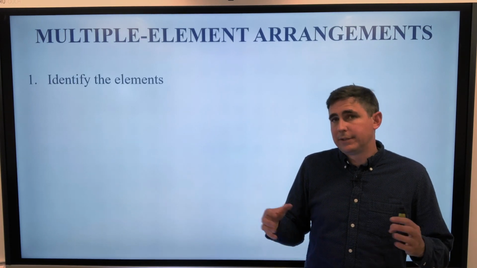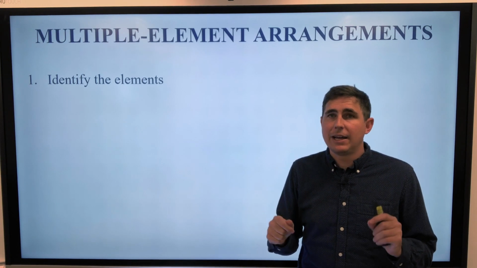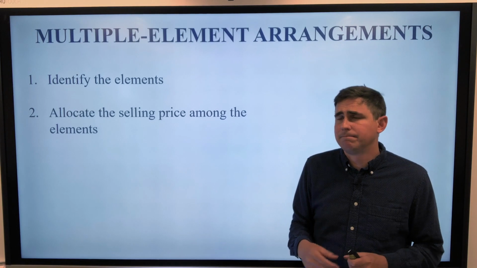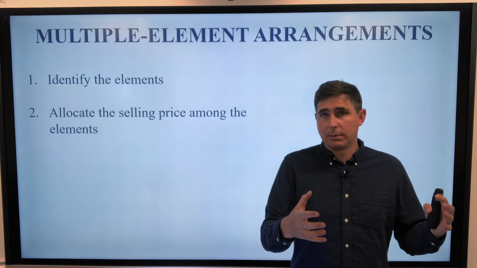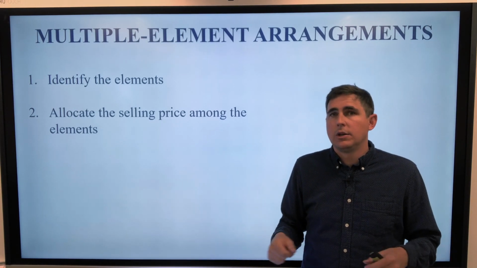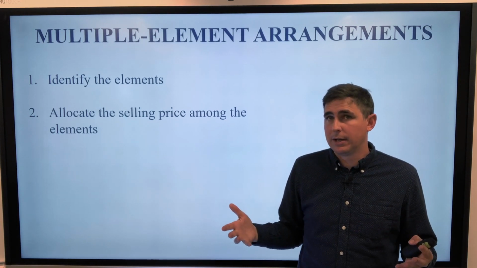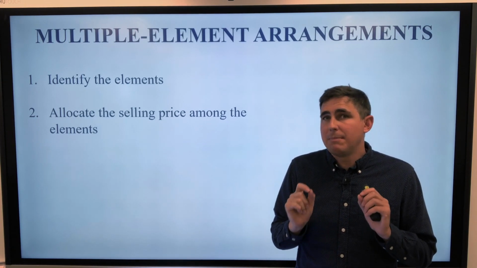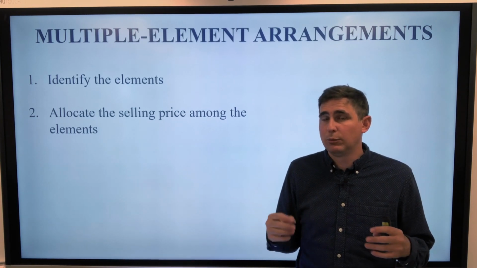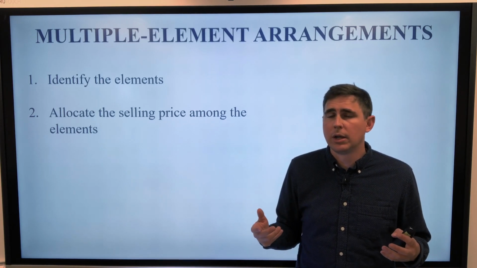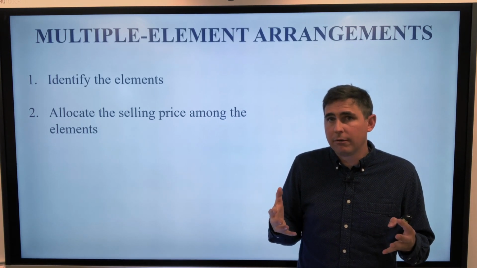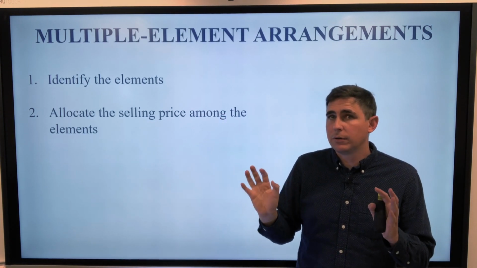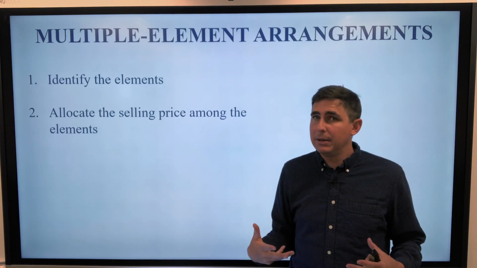Step one, take a look at your product and identify all of the different elements in the product. Step two is the tough one. Step two is you need to allocate the total selling price among the elements. So you need to make sure to allocate the entire selling price, and it sometimes takes estimation because many times the elements of the product, we don't really know what they're worth on their own, but we know what they're worth all packaged together. That's the total selling price.